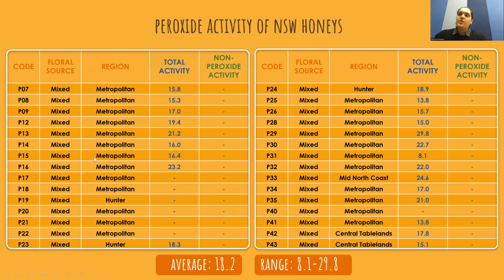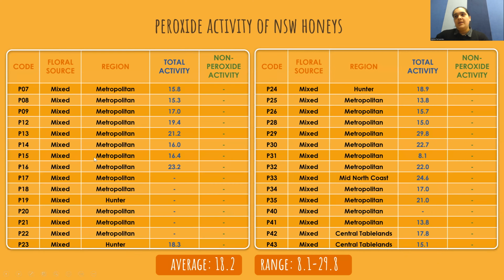So here we have a table which shows the antimicrobial activities of 32 polyfloral honeys from New South Wales. These were taken from a larger survey of several hundred honeys from all over Australia. The activity of these honeys was determined by the industry standard phenol equivalence assay. In the blue column, you can see the total activity, and in the green column, you can see non-peroxide activity.